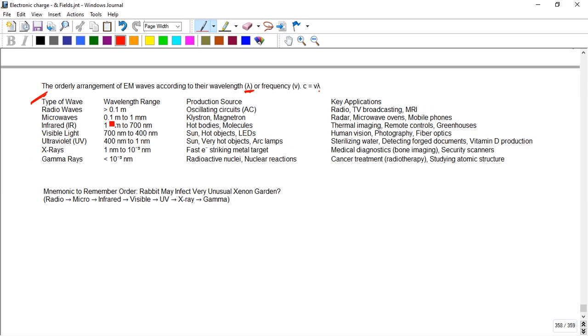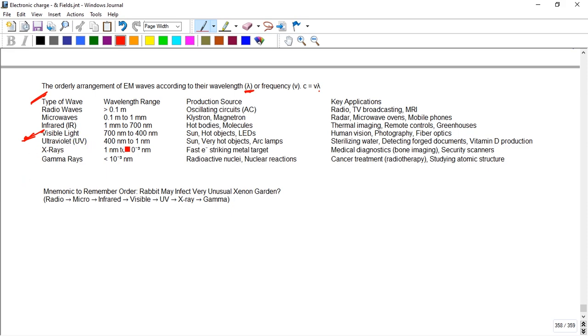Microwaves: the wavelength is 0.1 meter to 0.1 millimeter, from a klystron or magnetron, used in radar, microwave ovens, and mobile phones. Infrared (IR) radiation: 1 millimeter to 700 nanometer, from hot bodies and molecules, used in thermal imaging, remote controls, and the greenhouse effect. Visible light: 700 nanometer to 400 nanometer, from the sun, hot objects, and LEDs, used in human vision, photography, and fiber optics.